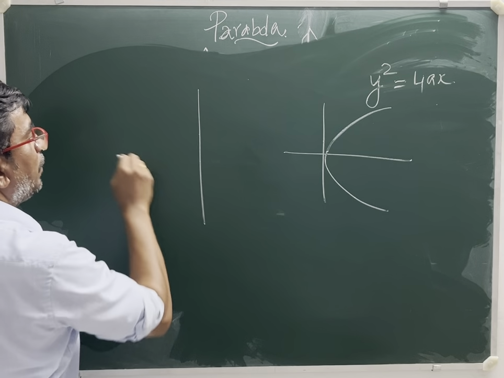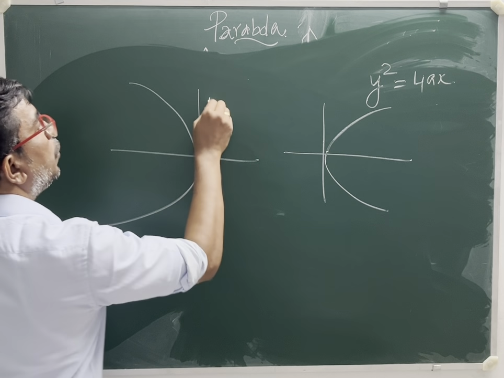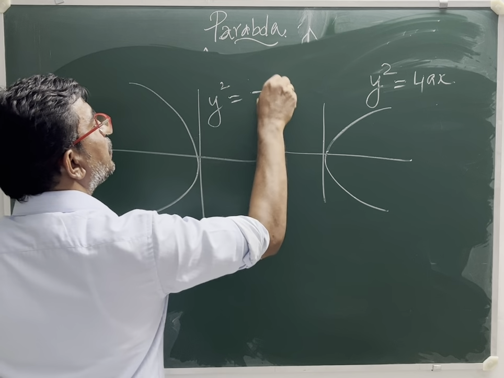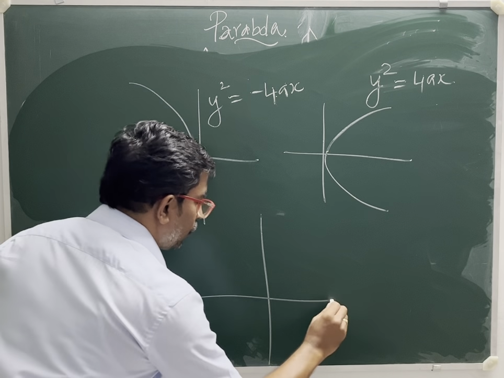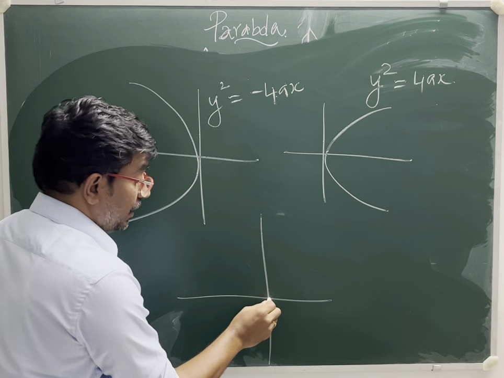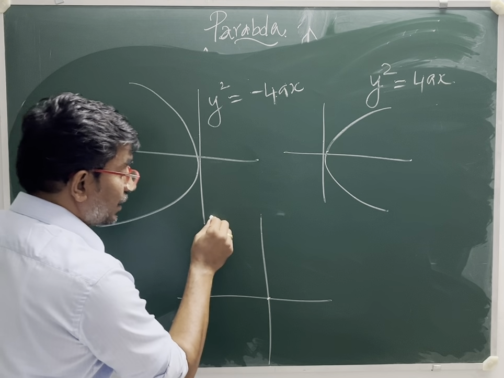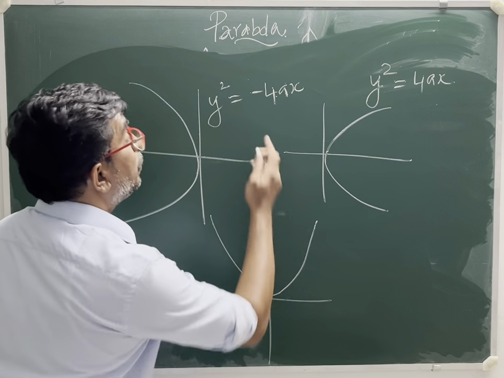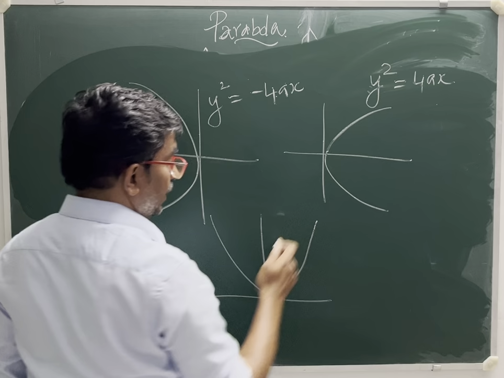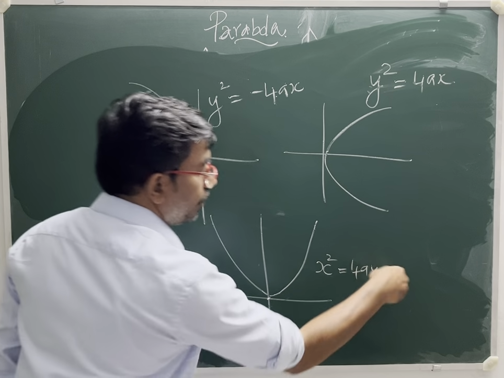Similarly, you can have a parabola on the left of the y-axis. That is going to be y square equal to minus 4ax. And you can have a parabola with the origin as the vertex and the y-axis as the axis. You can have it like this also. You have to change the roles here. This is on the positive side only: x square is equal to 4ay.